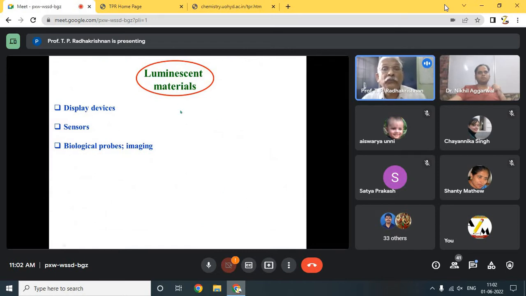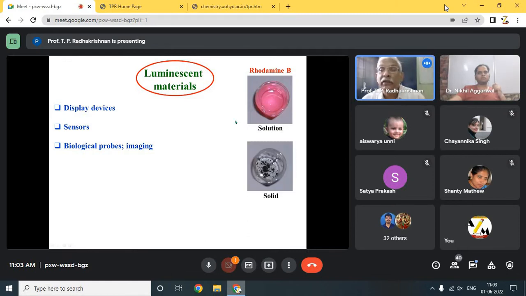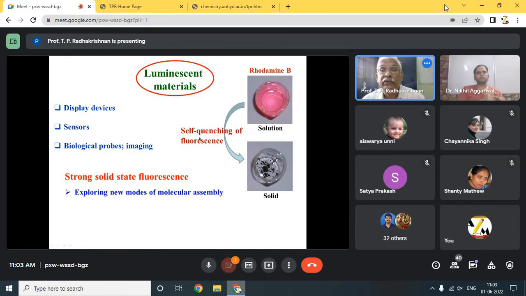So today's talk, and most of our work, has been focused on luminescent materials because they are of interest in displays and sensors and biological probes and so on. But the fundamental problem in this area, as far as the materials issue is concerned, is that if you take a nicely fluorescent molecule like rhodamine dye, which shows very strong fluorescence in solution, and make it into a solid, the fluorescence is completely quenched. This is called self-quenching because of energy transfer processes and so on, which I will briefly touch upon towards the end of this talk. So there is great interest in getting strong solid state fluorescence, that is, strong light emission in the solid state.